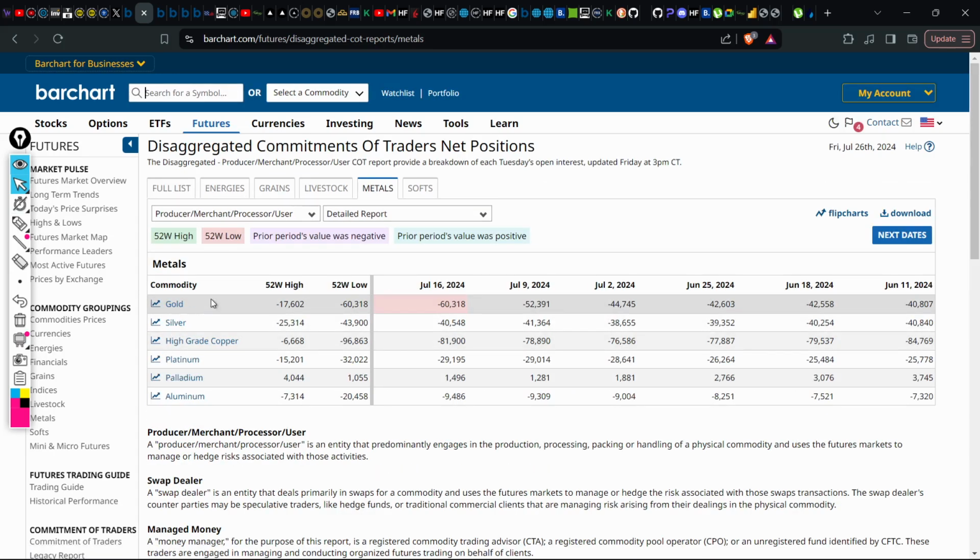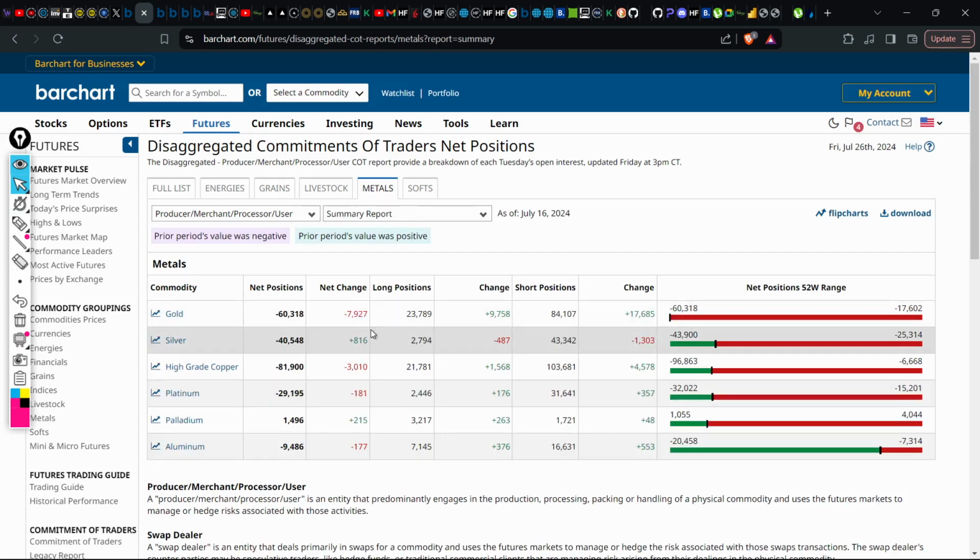So for producer, merchant, processor, user, these are their positions, all right? And this is a detailed report. You can just choose a summary report or a detailed report. This is the summary. These are net positions, net change, long change, short positions change. But as we have seen from the CFTC website, the biggest among these three was the swap dealers. This is where most of the positions were. And you can see that here.